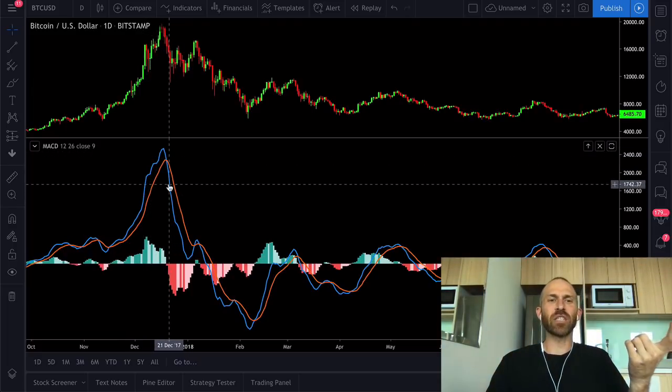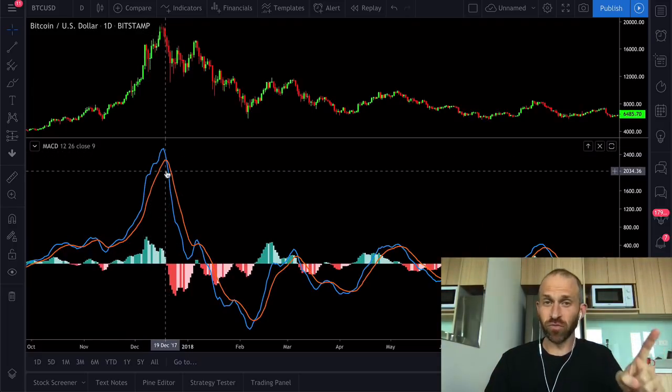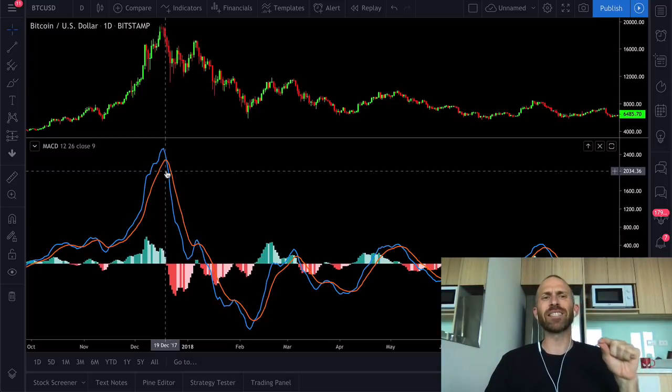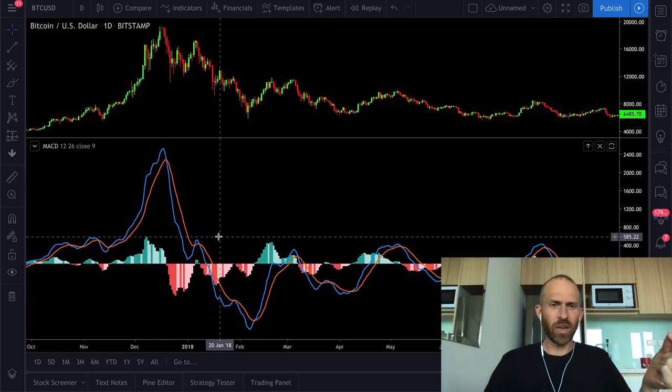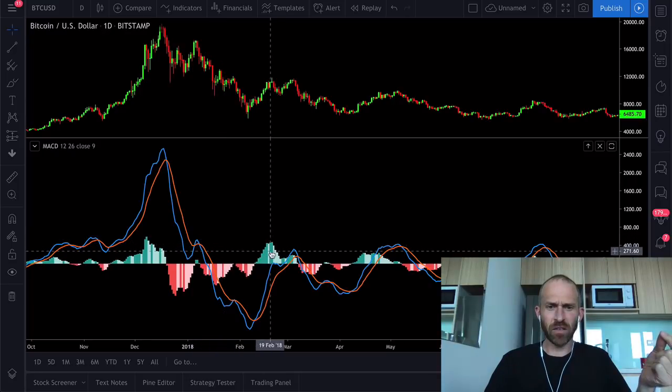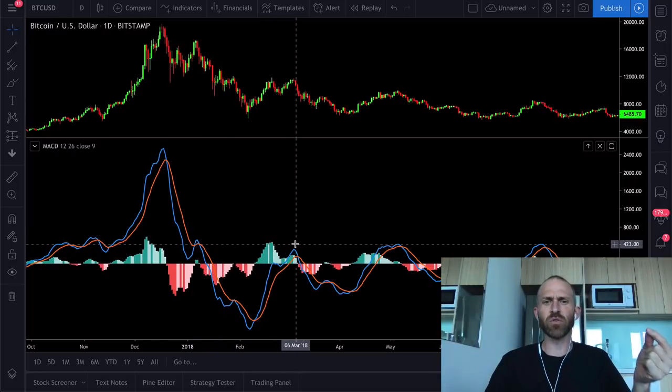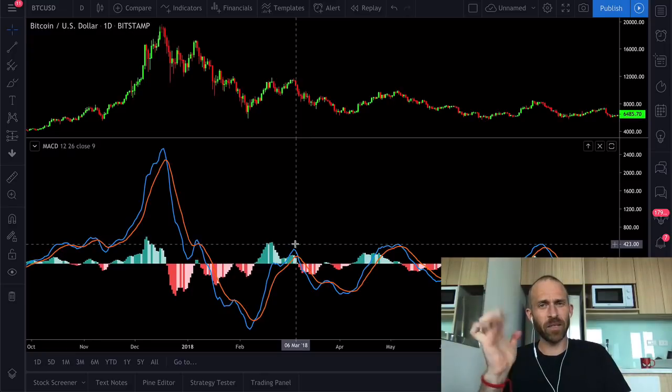Now, what does this actually give us? It gives us these crosses, and that's really what I'm interested in with the MACD, these crosses. These crosses tell me exactly when to buy or sell Bitcoin, and they're what I've been trading on since around March of 2018. And while it has done a lot better for me than just holding Bitcoin since then, it hasn't gotten me the 69x gains that I was hoping for.